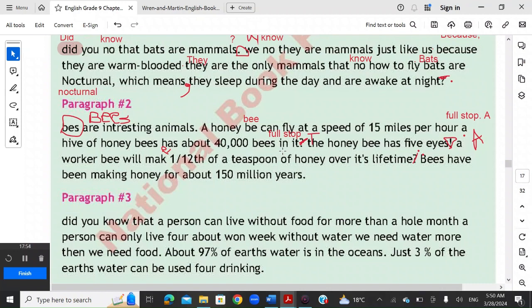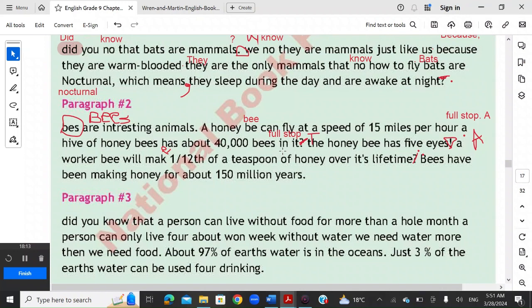A hive of honey bees has about 40,000 bees in it. Again, this is information, this is a statement and not a question. This is why there is no question mark at the end, rather there will be a full stop. The T of the will be capitalized. The honey bee has 5 eyes.